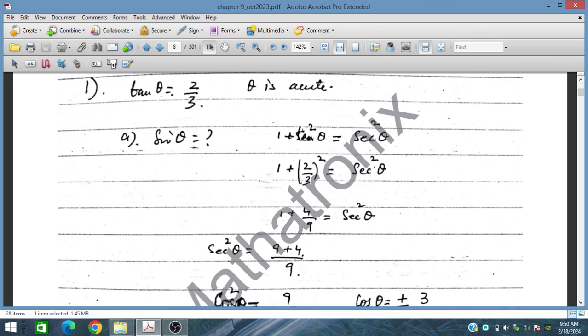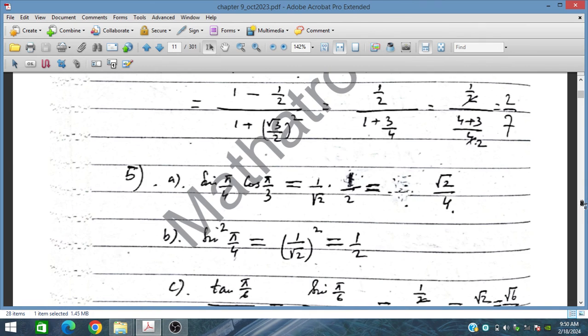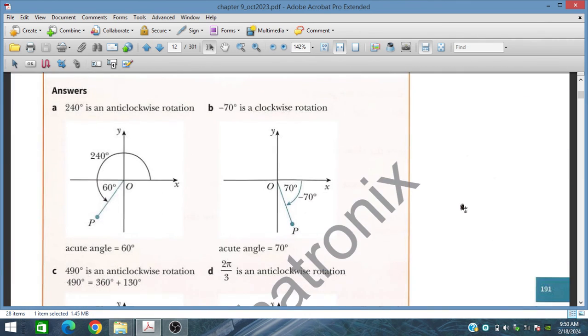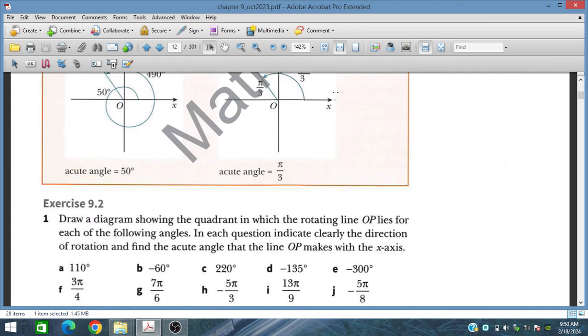So this is exercise 1, and we did it here. Cos pi by 4, cos pi by 3, and we are just substituting values: 1 over under root 2, 1 upon 2, and we already plotted this graph, so this is easy. So in the next session we will discuss exercise 9.